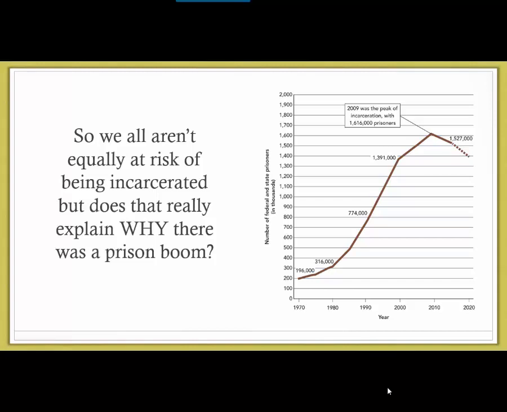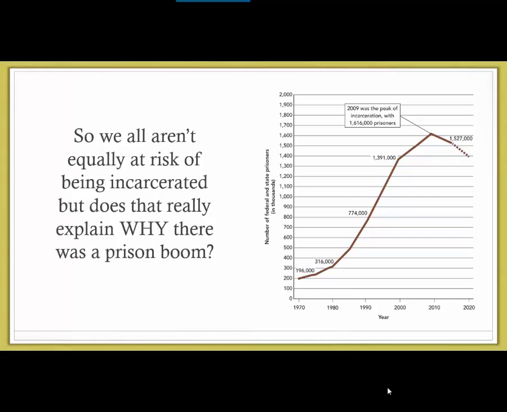It's worth noting that in our country we dramatically started to imprison more people after the 1970s, and especially in the time period between the 1980s and the 2000s. We call that time period the prison boom. And 2009 was the peak of incarceration, where we had a lot of federal and state prisoners in our system.